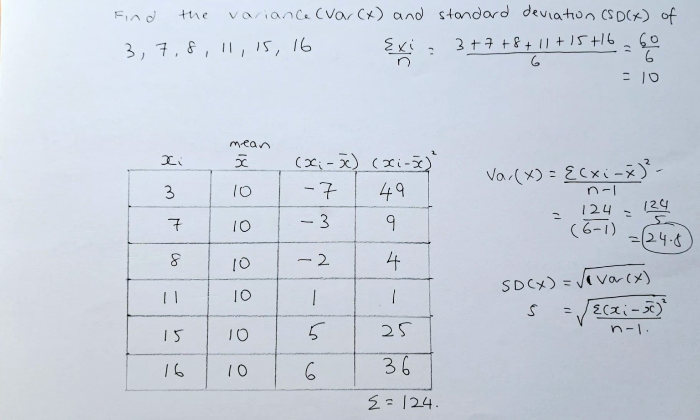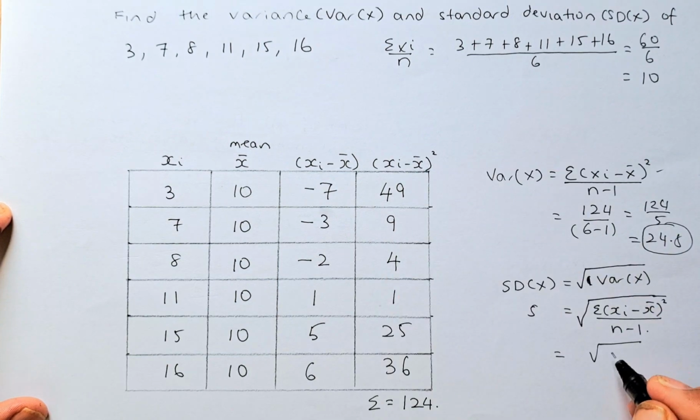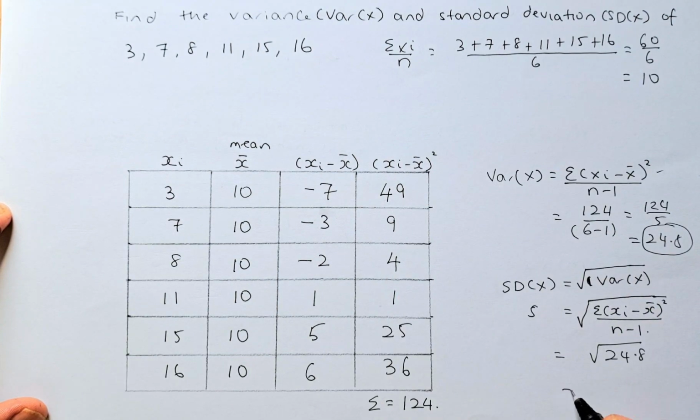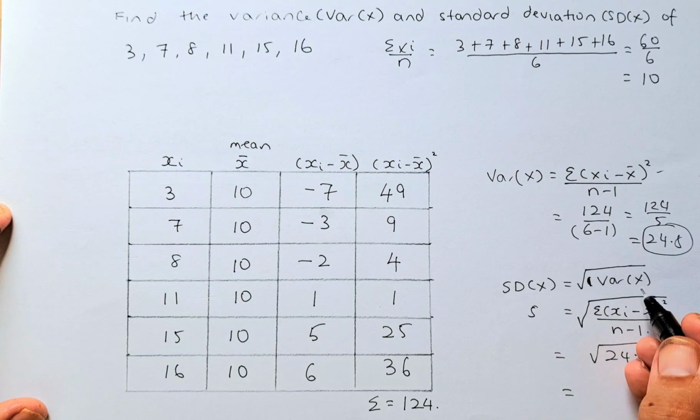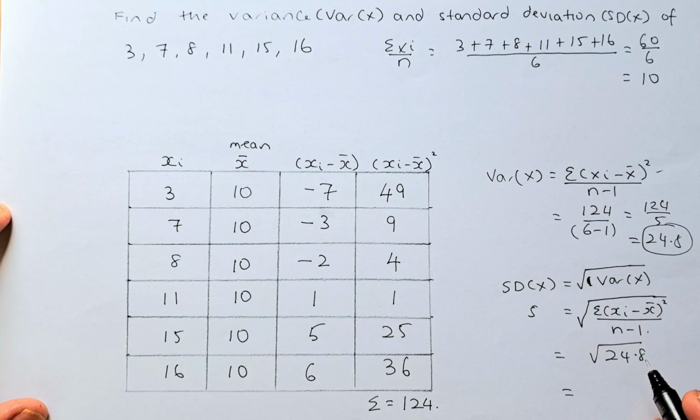And last but not least, you need to find the standard deviation. Standard deviation is how wide the distribution is. You need to square root that number, so it's just the square root of 24.8, because the standard deviation is the square root of the variance. You put it in your calculator, and the answer is 4.98.